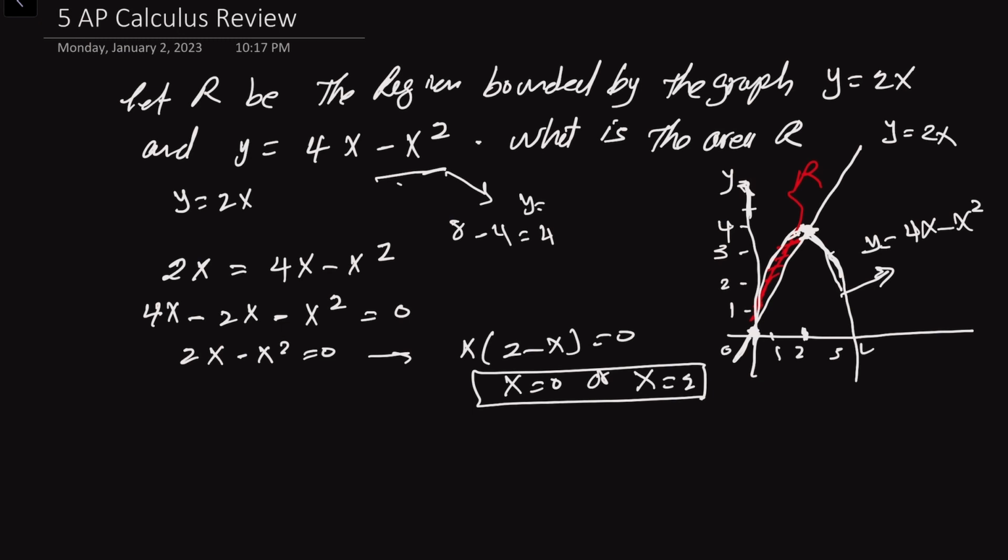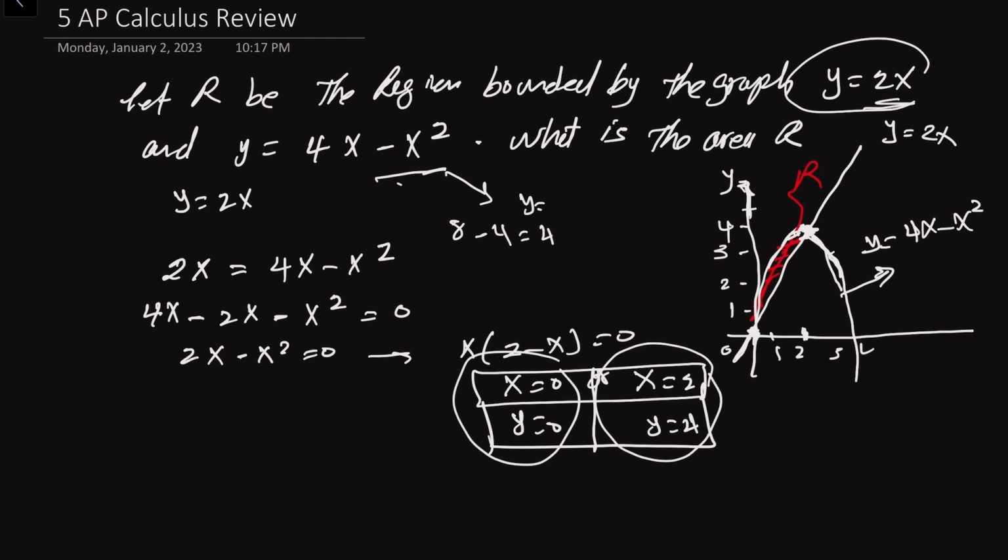So what's the y value for this? When x equals 0, we can substitute in either equation. We're just going to take that one here. Substitute: when x equals 0, y equals 0. When x equals 2, y equals 4. So the intersection points are 0, 0 and 2, 4.